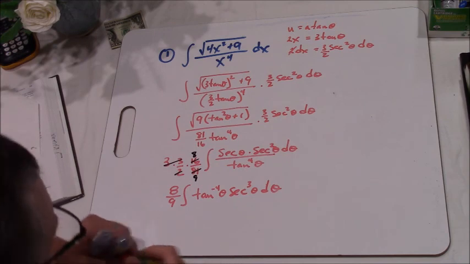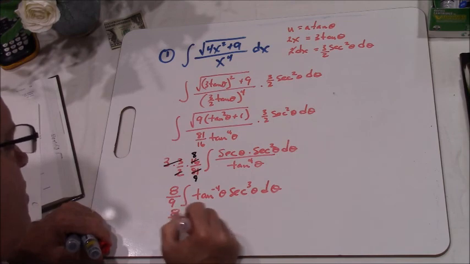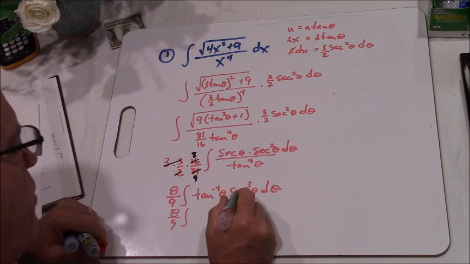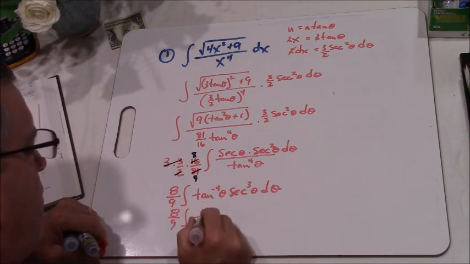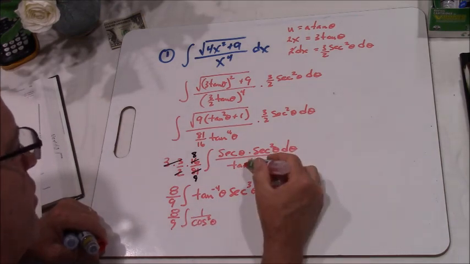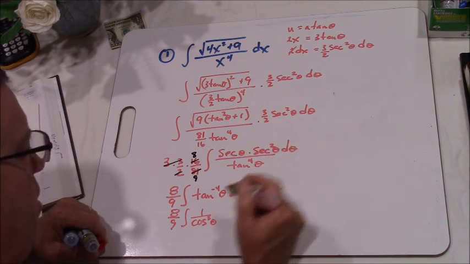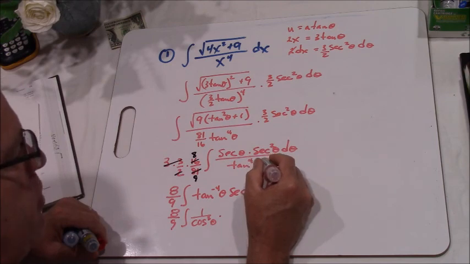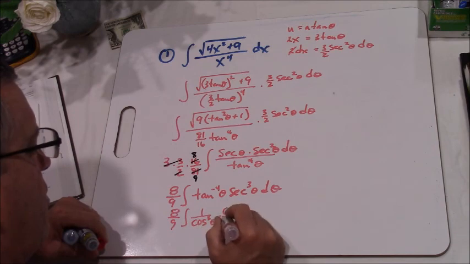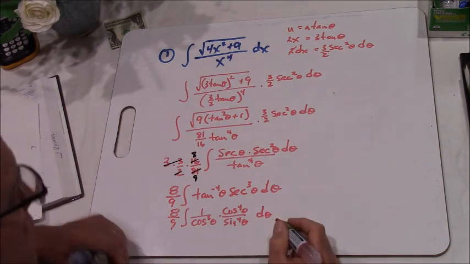Let's try that and see what happens. So I've got 8/9 times the integral of, let's see, this would be 1 over the cosine to the third of theta. This tangent in the denominator would be sine to the fourth over cosine to the fourth. And what I have to do is flip that over and multiply. So I'd have cosine to the fourth theta over sine to the fourth theta, d theta.